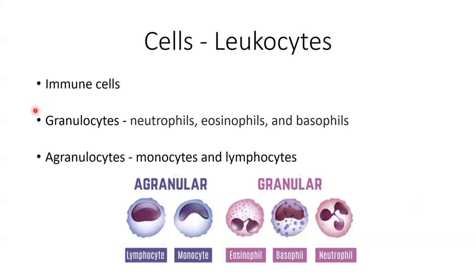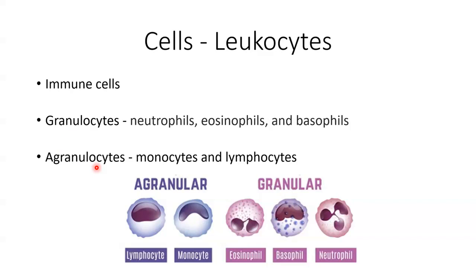Now, there are two different types of leukocytes. We have granulocytes and we have agranulocytes. The name makes it really easy here. Granulocytes contain granules in their cytoplasm. So those small, compact areas of a particular substance. Agranulocytes do not have granules.